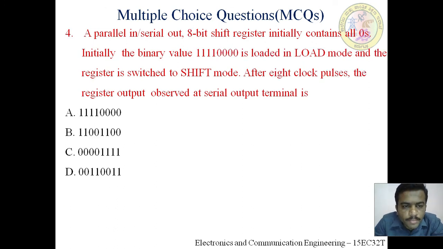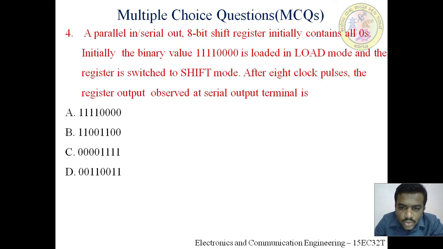Fourth question, a parallel in serial out 8-bit shift register is initially cleared. Initially, the binary value 11110000 is loaded in load mode and the register is switched to the shift mode. After 8 clock pulses, the register output observed at serial output terminal is. Here again we have a parallel in serial out shift register. It is an 8-bit shift register. Initially, the value 11110000 is loaded into the shift register in load mode and the register is switched to shift mode.